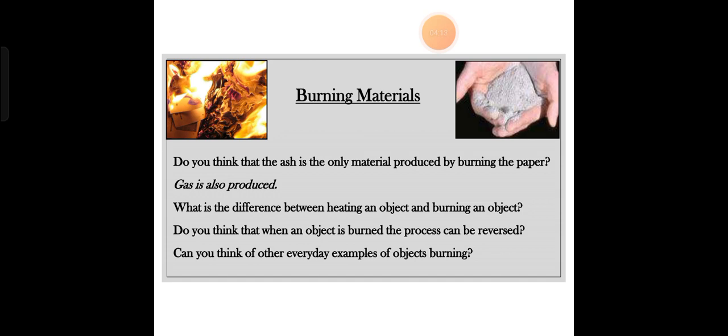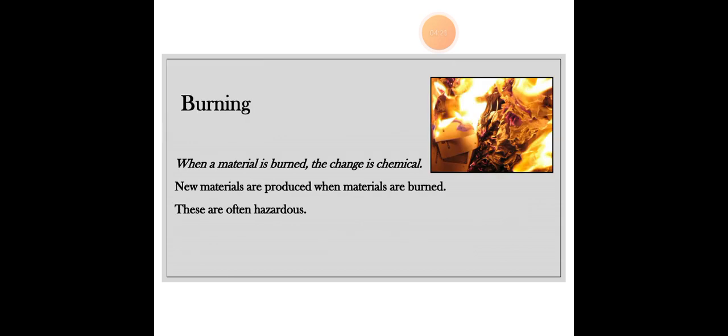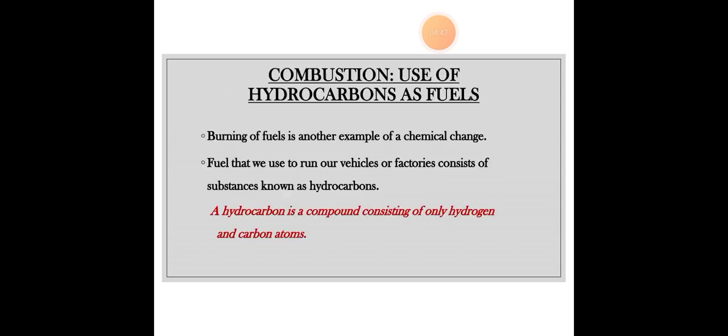Matches and candles also demonstrate this process, as does the lighting of fireworks. Okay, now burning. When a material is burned, the change is chemical. Whenever it's burning of paper, burning of wood, burning of a matchstick, burning of anything, you should know that it forms a chemical substance, because the composition is changed. New materials are produced when materials are burned. These are often hazardous. So basically, yeah, it's chemical.